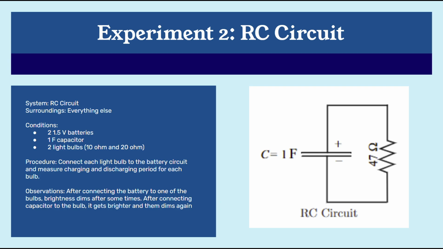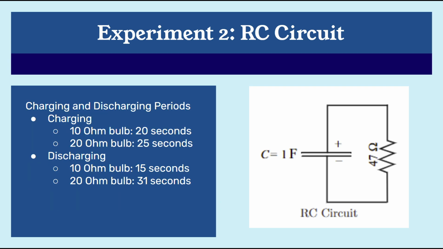We connected each bulb to the battery circuit to time how long it took to go dim without charging during the charging phase, and then again without the batteries to measure how long the discharge of the capacitor was. We found the charging time for the 10 ohm bulb to be 20 seconds and the discharge time to be 15 seconds. And for the 20 ohm bulb, it had a charge time of 25 seconds and a discharge time of 31 seconds.